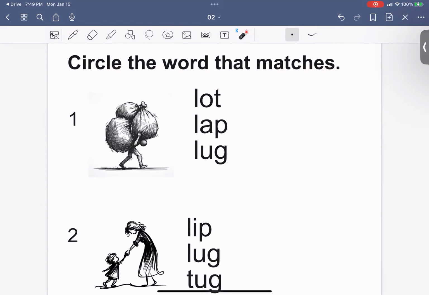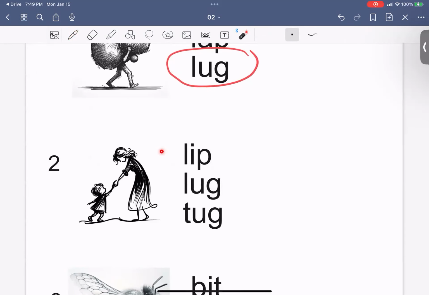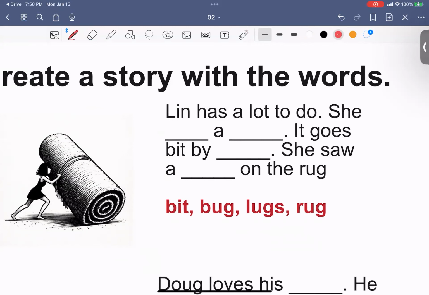Circle the word that matches. Lot. Lap. Lug. Lug. Lip, lug, tug. Tug. Bit, bug, bat. Bug.